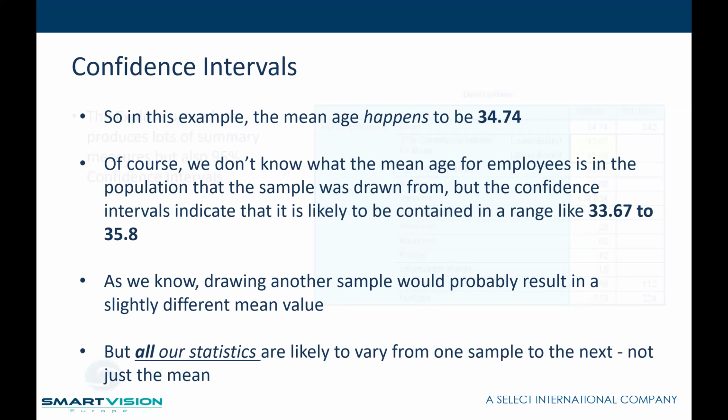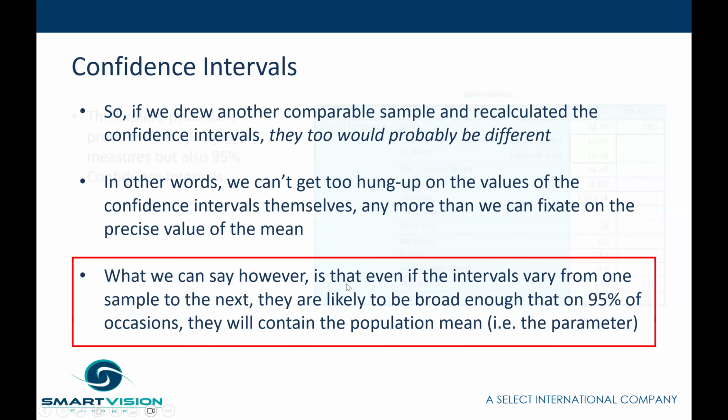So in this example, the mean age happens to be 34.74. And of course, we don't know what the mean age for employees is in the population that the sample was drawn from, but the confidence intervals indicate that it's likely to be contained in a range like 33.67 to 35.8. And as we know, drawing another sample would result in a slightly different mean value. But all our statistics are likely to vary from one sample to the next, not just the mean. The intervals themselves will vary from one sample to the next. So they too would be different. In other words, we can't get too hung up on the values of the confidence intervals themselves any more than we can fix on the precise value of the mean.